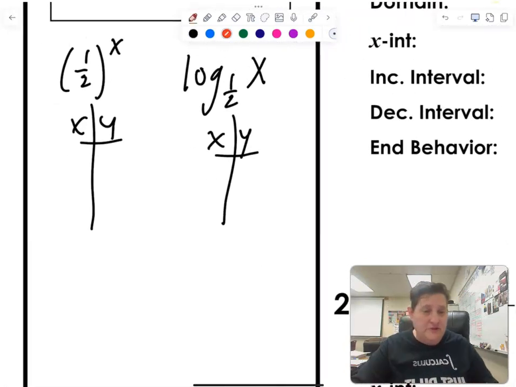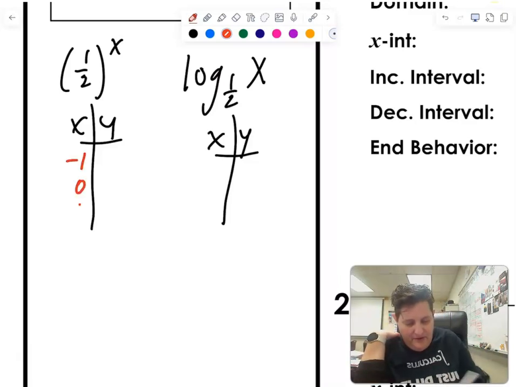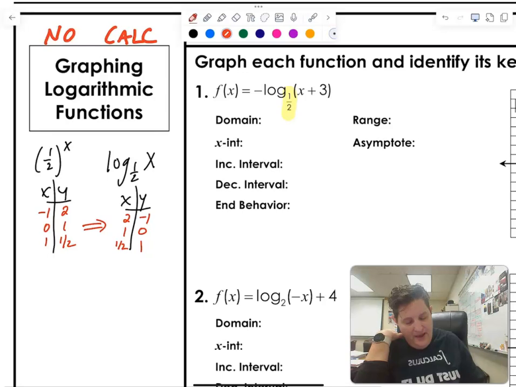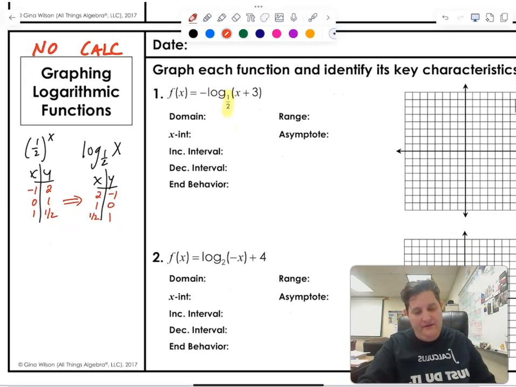Now, if it is a fraction, I want you to use 3 points. Okay? We use -1, 0, and 1. Because we know 1/2 to the -1 is 2, and that's an easier number to plot. 1/2 to the 0 is 1, and 1/2 to the 1 is itself. Now, when you put it in the log table, all you have to do is flip those numbers around. Okay? And that's my parent graph.